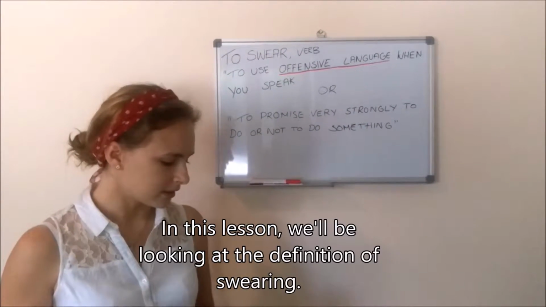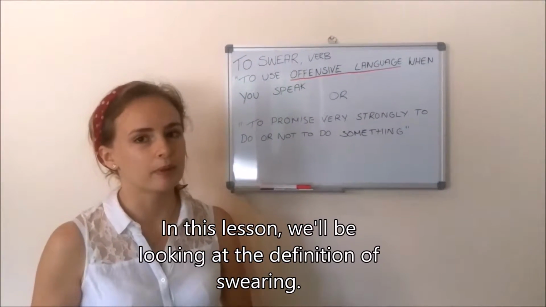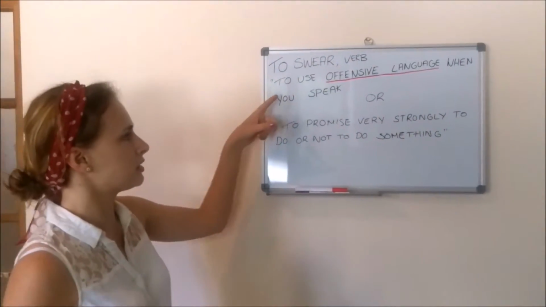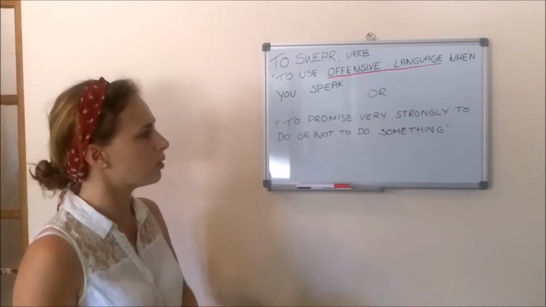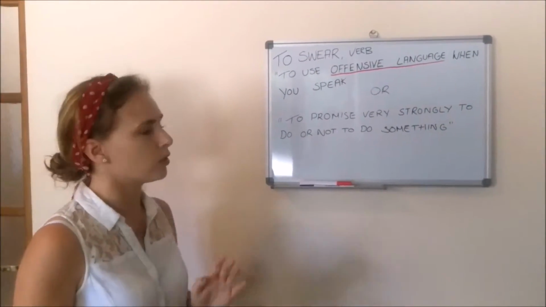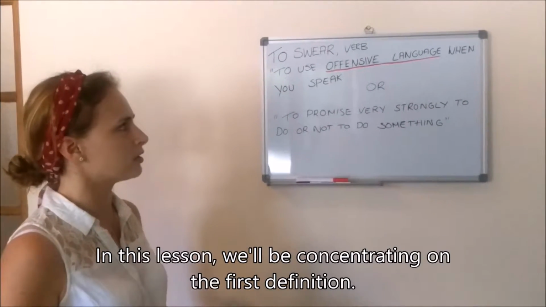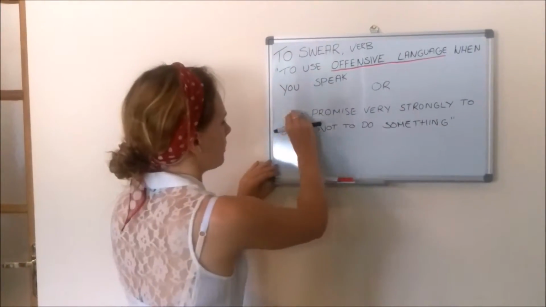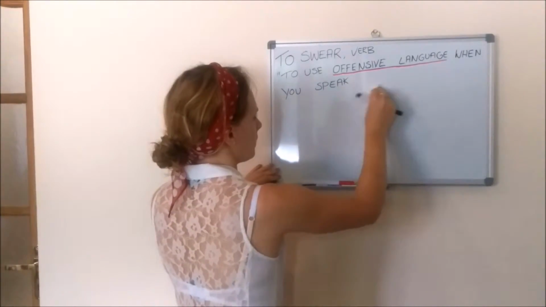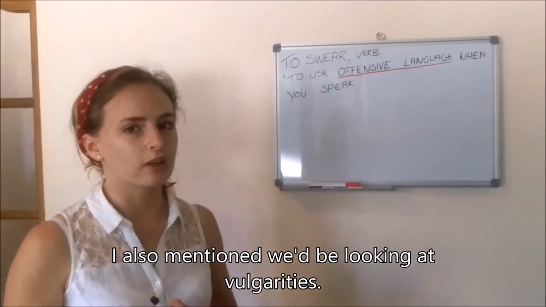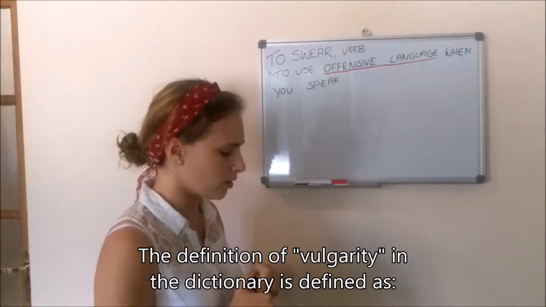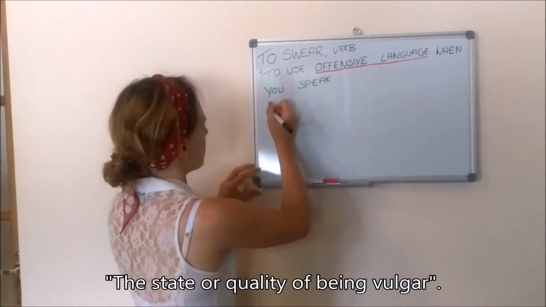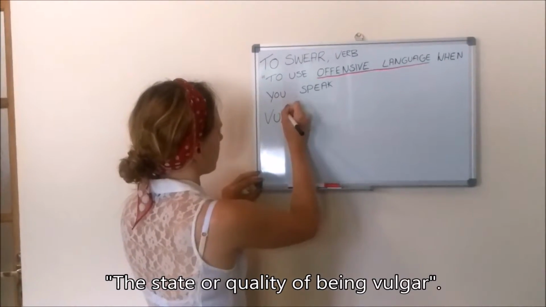Okay, so in this lesson we will be looking at the definition of swearing. So, to swear, we have to use offensive language when you speak, or to promise very strongly to do or not to do something. So in this lesson we're going to be concentrating on the first definition. So I can rub this out. And I also mentioned we'd be looking at vulgarities. So the definition of vulgarity in the dictionary is defined as the state or quality of being vulgar.